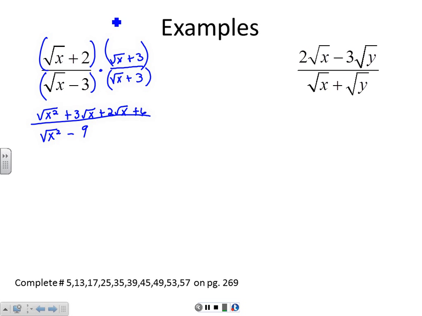Alright, so continue to simplify. The square root of x squared on the top is just x. And then these two terms in the middle, 3 square roots of x and 2 square roots of x, I can put those together and get 5 square roots of x, and then plus 6. And then on the bottom, again, the square root of x squared is just x minus 9. And there's absolutely nothing I can do with that.